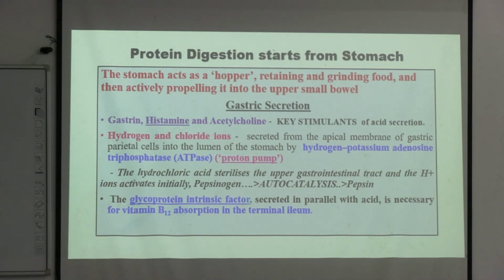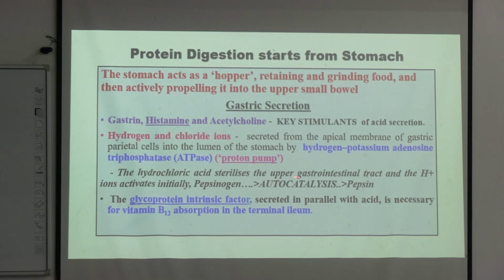So protein digestion starts from the stomach, and the stomach acts as a hopper. It is a temporary storage site, and there is further grinding, and then the food is propelled into the intestine, that is the duodenum. There is regulation of stomach secretion by hormones. Three key hormones are involved: gastrin, histamine, and acetylcholine. These will all be taught during our physiology. And if you need one more class, I can take it also.